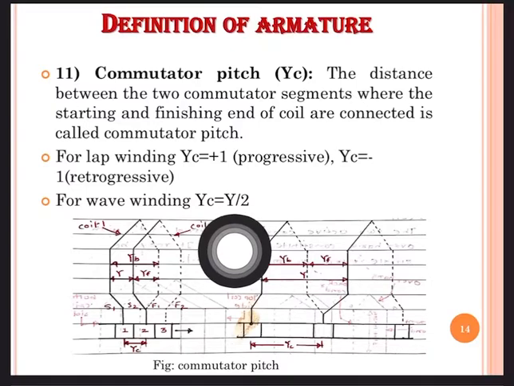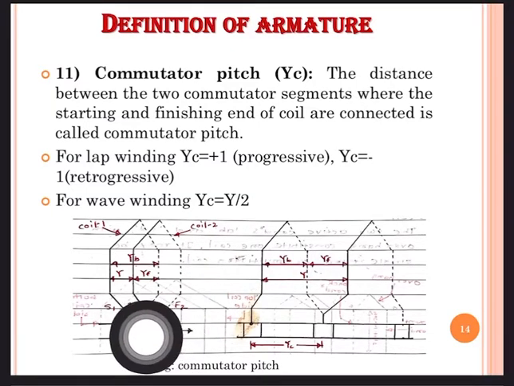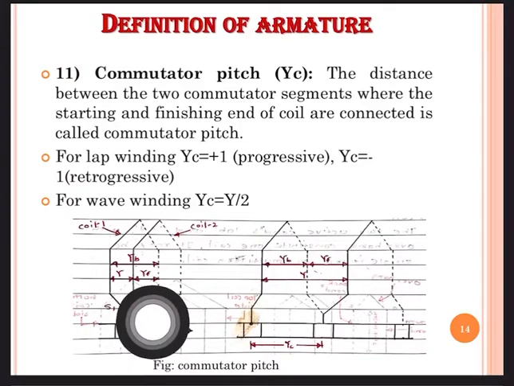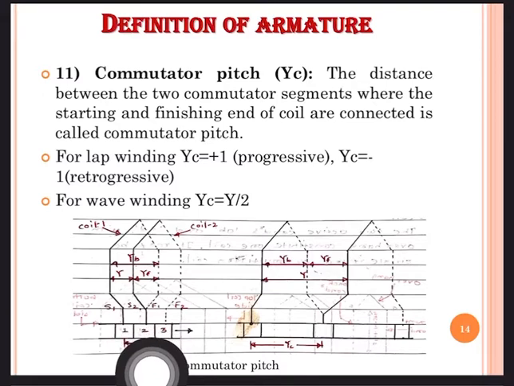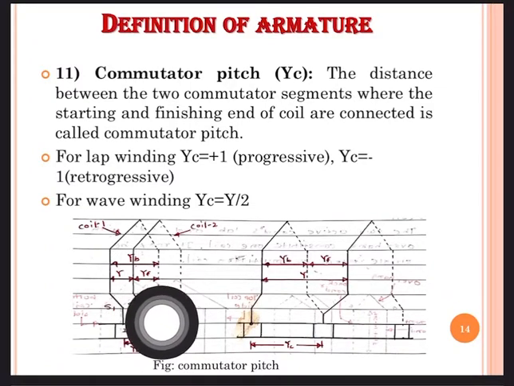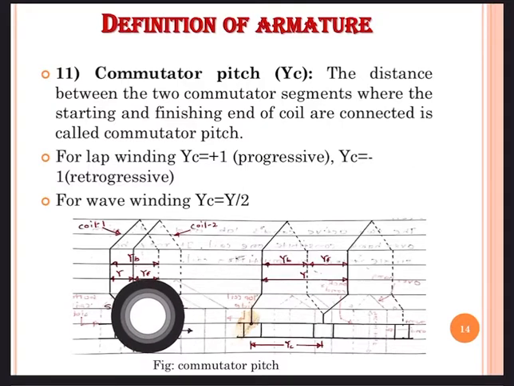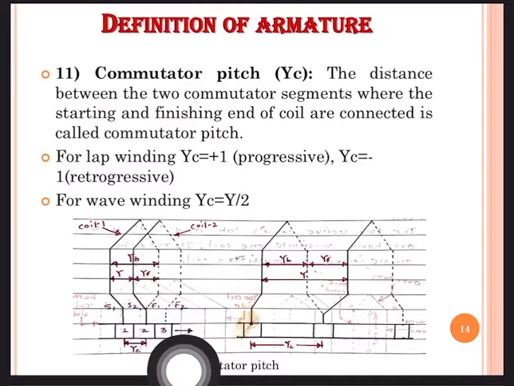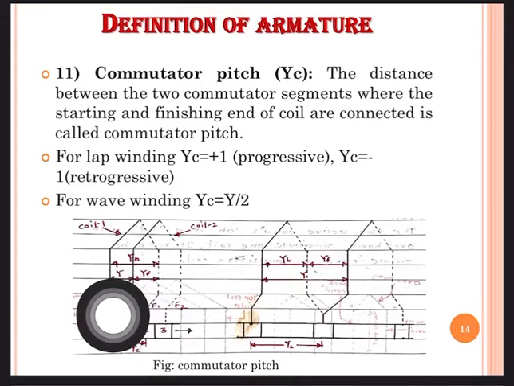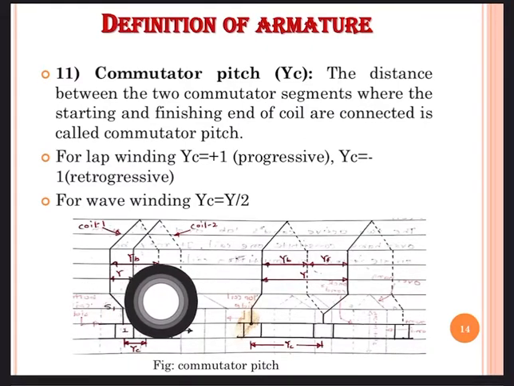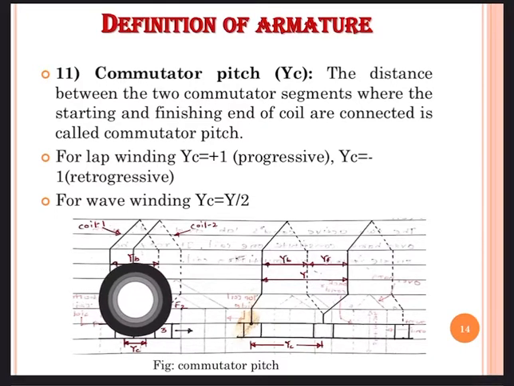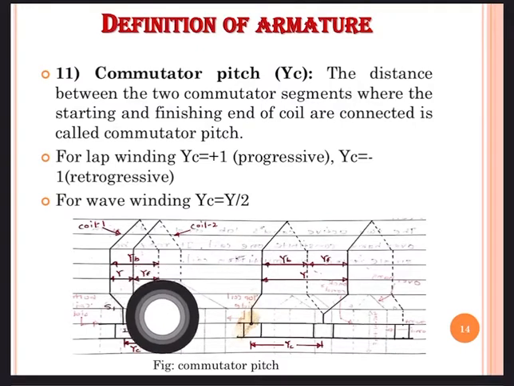Now in this lap winding we will see the front pitch. So we can simply see that this is YF and it is front pitch. This is the distance between two coil sides which are connected on the same commutator segment. So here on commutator segment 2, two conductors are connected, this and this, and the distance between them is called YF, front pitch. Now YB. YB is the distance between the front conductor of the coil and the bottom conductor of the coil. So this is the YB, back pitch.